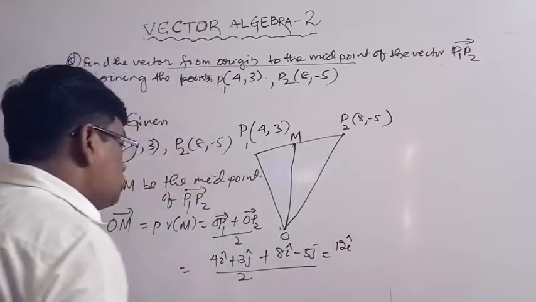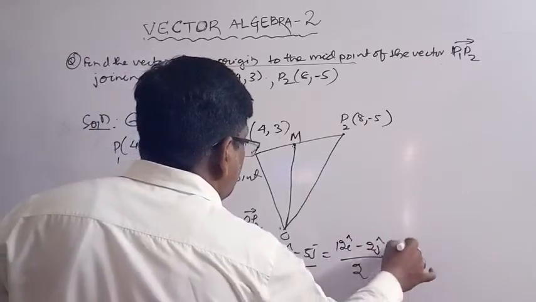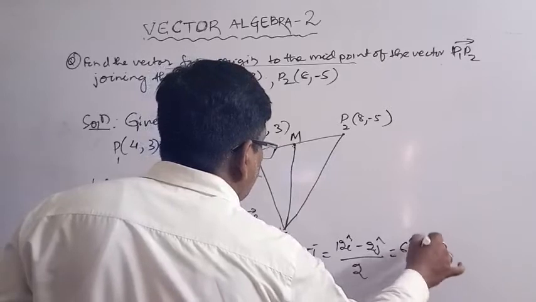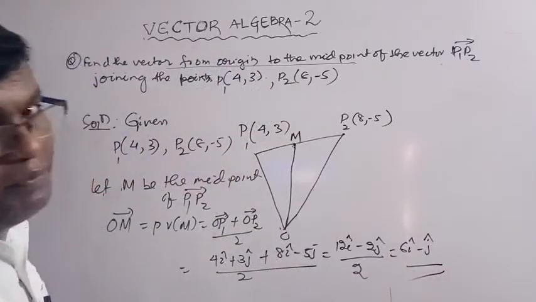12i minus 2j by 2. So 6i minus j is equal to the position vector of the midpoint M.